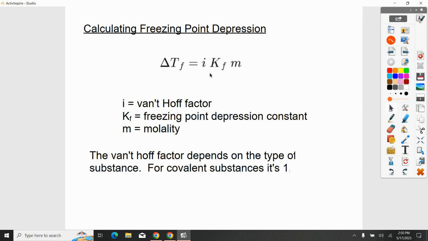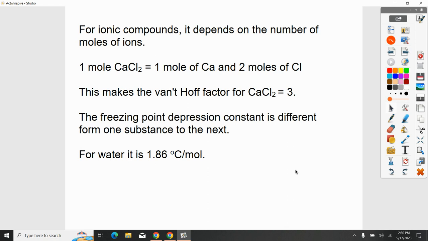Now, i, the Van't Hoff factor, is easy to figure out. If it's a covalent substance, something that has no metal in it, the Van't Hoff factor is just 1. If it's an ionic compound, it's about the number of particles you're going to get for every formula unit. So what that means, really simply, is you have to see how many particles, how many ions are in that formula. And this formula has 1 calcium ion and 2 chlorine ions in it. And 1 plus 2 is 3. There are 3 ions you'll get for every formula unit.